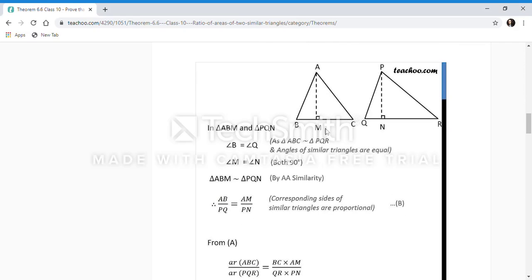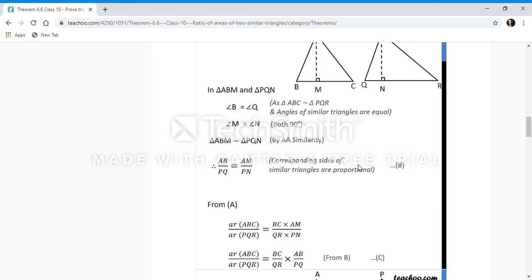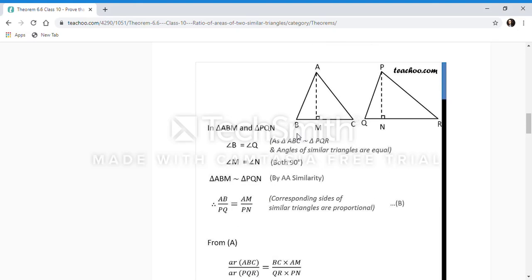Now let us see here. We want to show that this triangle ABM and this triangle PQN are similar. Why are they similar? By AA criterion. Here angle B equals angle Q and angle M equals angle N. Thus triangle ABM is similar to triangle PQN by AA similarity. And if the triangles are similar, then their corresponding sides are proportional, so AB by PQ is equal to AM by PN.